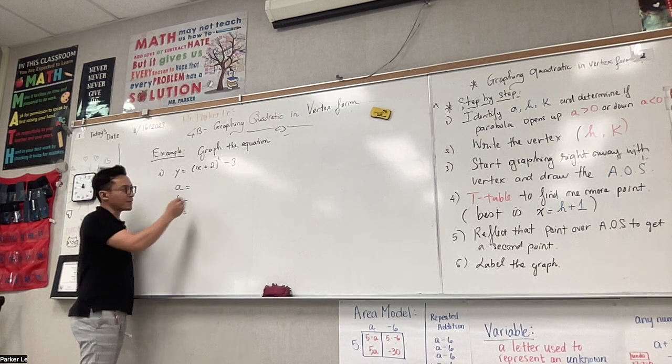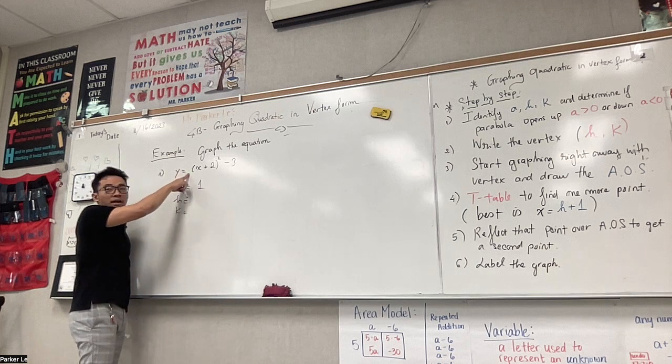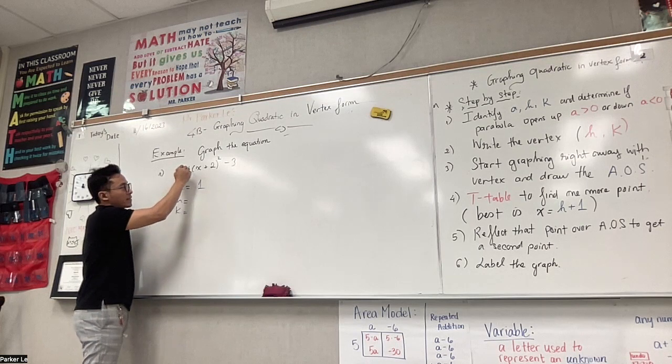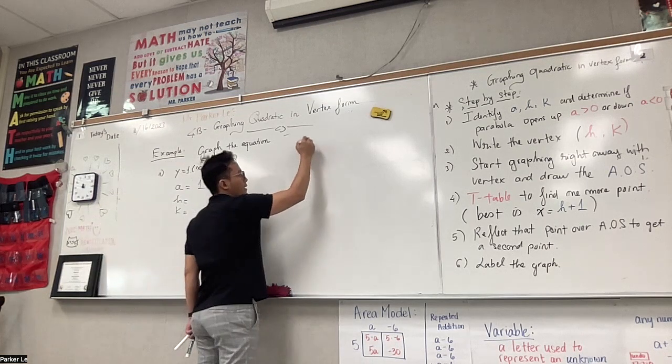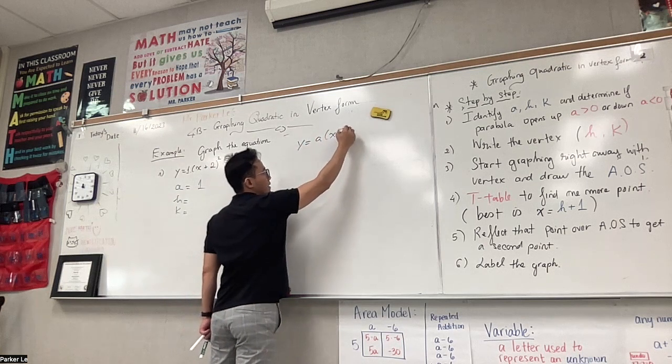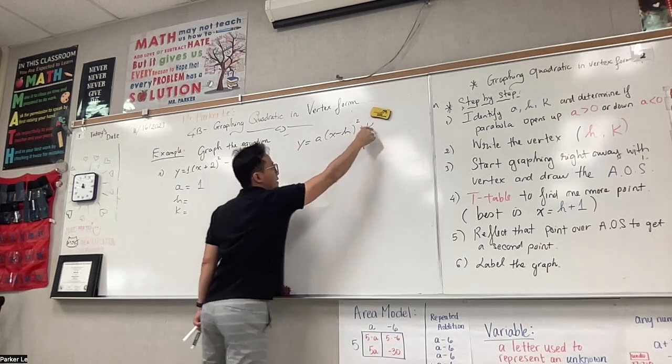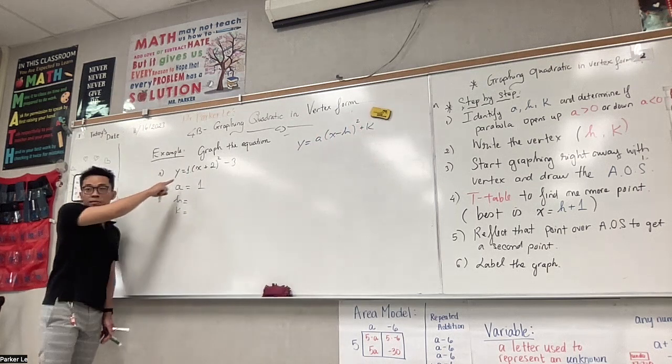2. 1. When there's no number, that's the invisible one. A is the number in the front, and this is 1. Remember, y equals a times (x minus h) squared plus k. Okay? A is the number in the front.